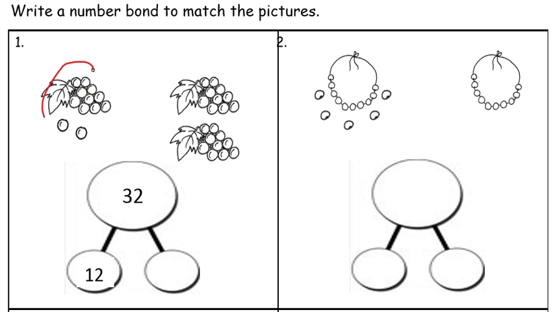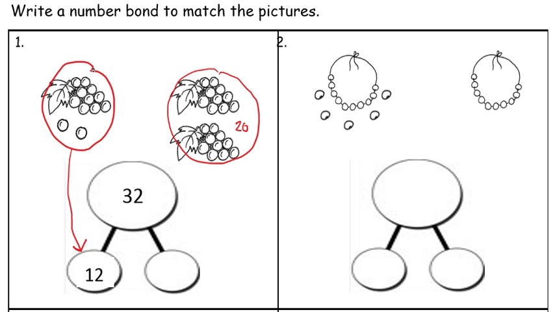On this side, I have 12 grapes, and you can see that represented in my number bond. On the other side, I have two sets of 10 or 20 grapes. I'm going to put that on my number bond as well. My final step is to combine my two parts to make the whole of 32. This tells me that 12 plus 20 equals 32.